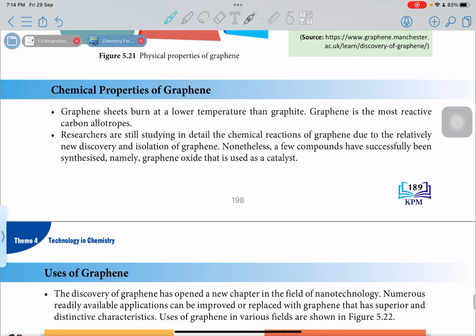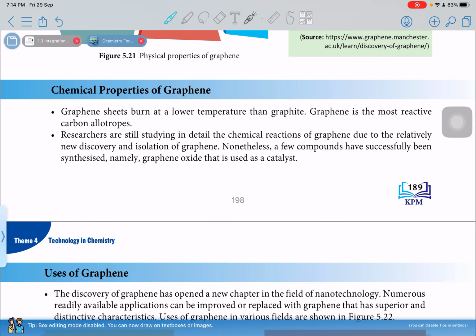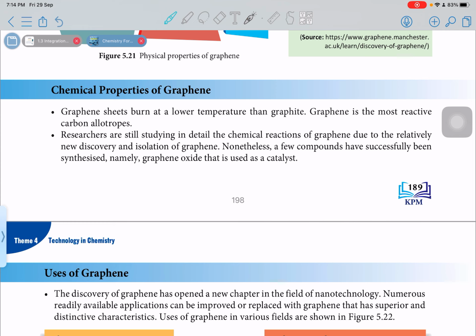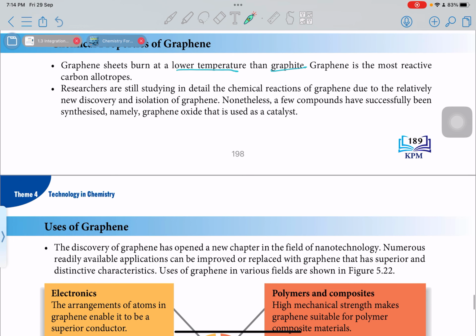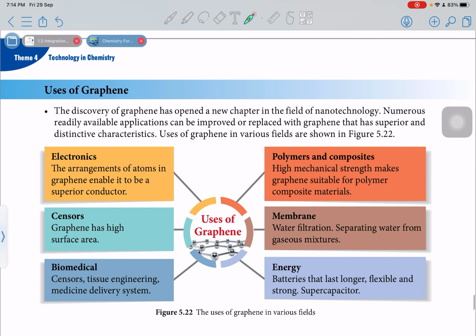And then next we will learn about chemical properties of graphene. So graphene sheet burns at a lower temperature than graphite. So graphene is the most reactive carbon allotrope. So basically korang kena ingat je, graphene sheet burns at lower temp than graphite. Then next we will look at the uses of graphene.